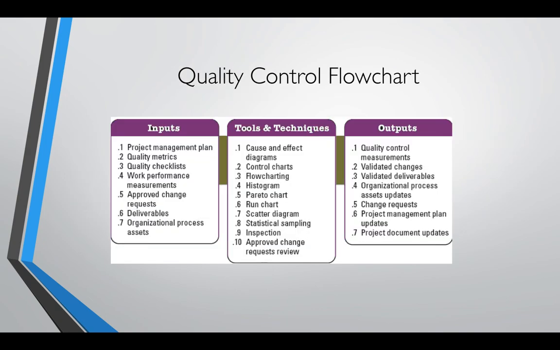So, a quality control flow chart. We have our inputs: project management plan, quality matrix, quality checklist, like I mentioned, work performance measurements, approved change requests, deliverables, organizational process assets. Tools and techniques: cause and effect diagrams, control charts, flow charting, and so on and so forth. Outputs: quality control measurements, validated changes, validated deliverables, organizational process asset updates. Again, this is just for your own information. I thought this would be helpful and more than what your textbook is providing.